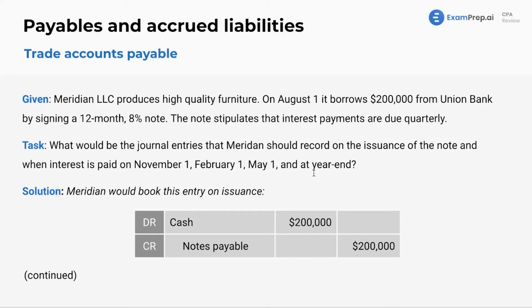You'll see the same thing with bonds if it's issued at face value. Well, you debit cash, right? Because just think, what did you get? What did you receive? Why are you doing this at all? You want cash. You need cash to fund your operations. So you debit cash for $200,000, credit notes payable.